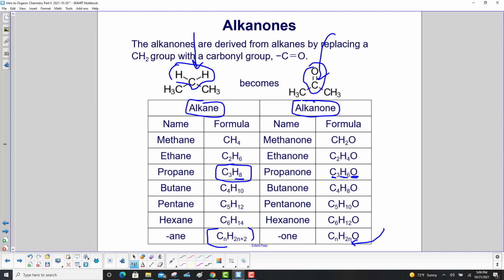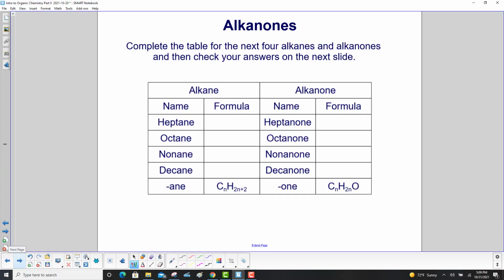So what do we have here? 1, 2, 3, 4, 5, 6 examples. And here's an exercise for you. Please complete the table for the next 4 alkanes and alkanones: heptane, octane, nonane, and decane. So pause the video and restart it when you're ready to check the answers on the next slide.